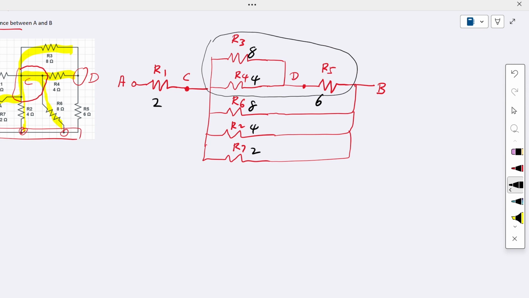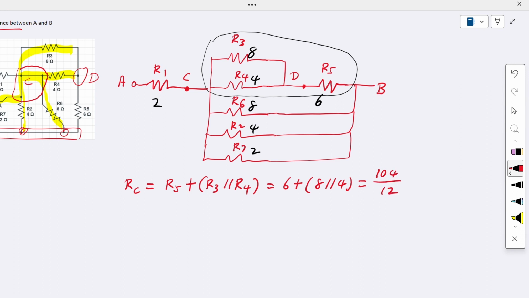This can be considered as one network. So let's assume that this equivalent resistance RC network is equal to R5 plus R3 parallel with R4. So this is one network. Here we have R5 is 6 ohm plus R3 is 8 ohm parallel with 4. From the calculations, you get the value 104 divided by 12. So this is RC.